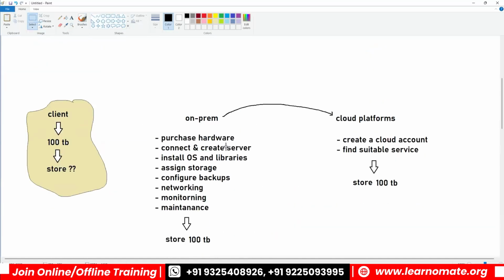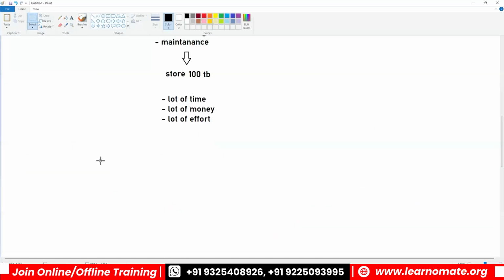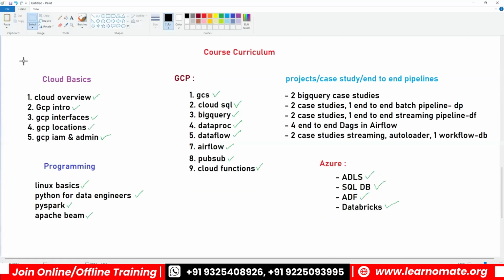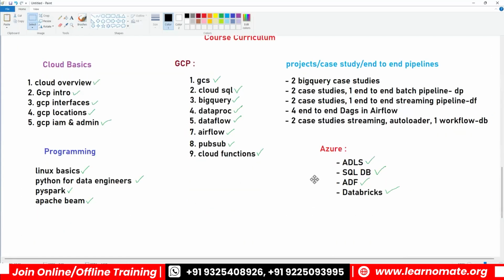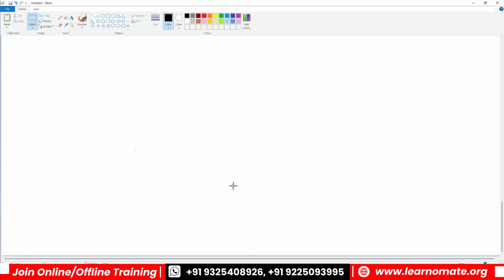Why is my interface very slow today? I don't know, it's very slow. Okay, you can see here.